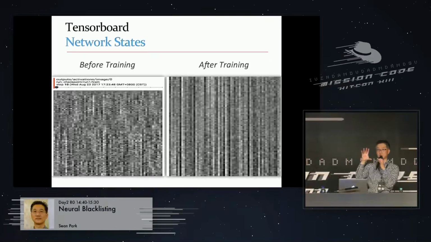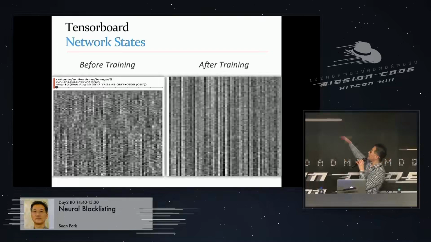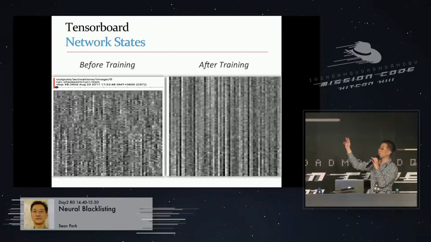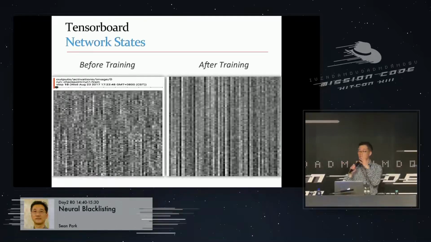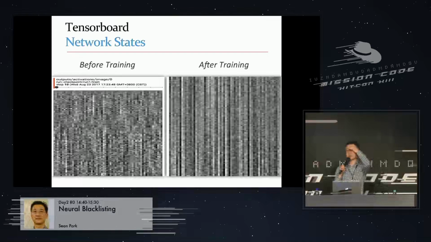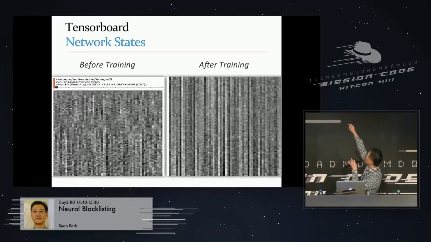Because some URLs are short, some URLs are long, that's the reason why the height of the picture is different here, because each picture is representing a different URL. Before the training, you can see that the activations look pretty much random. But after the training, as you move towards the end of the time steps, which is the bottom, you can see a clearer pattern, so that it can make a correct decision.